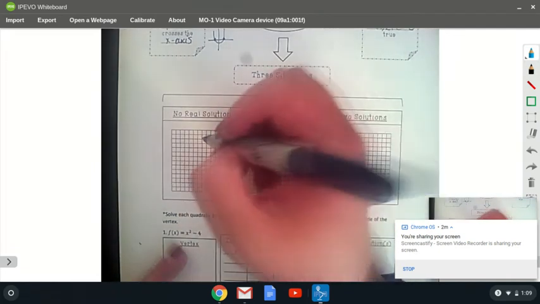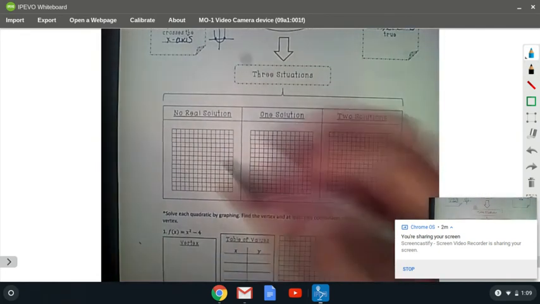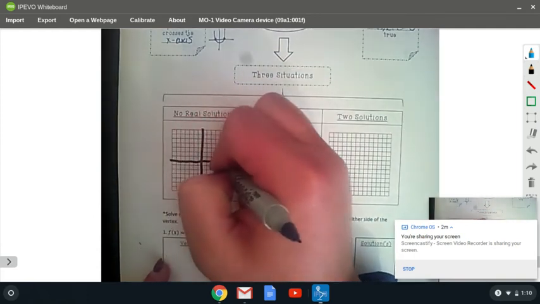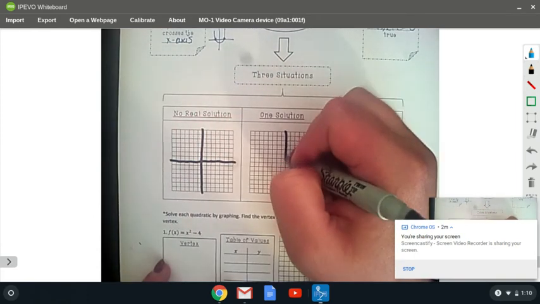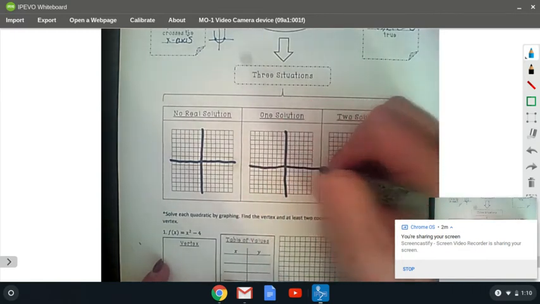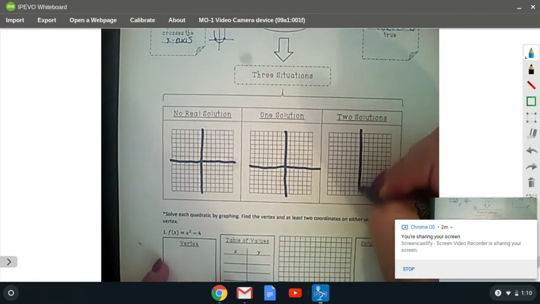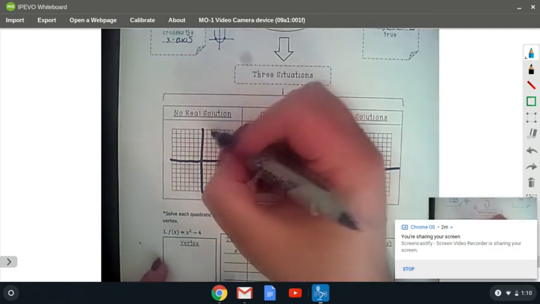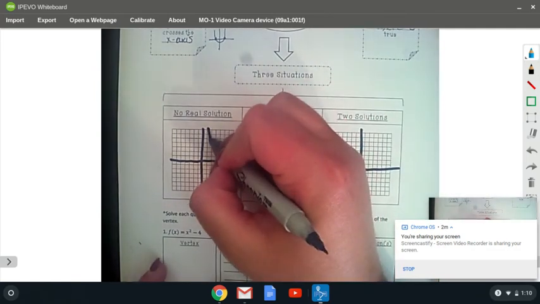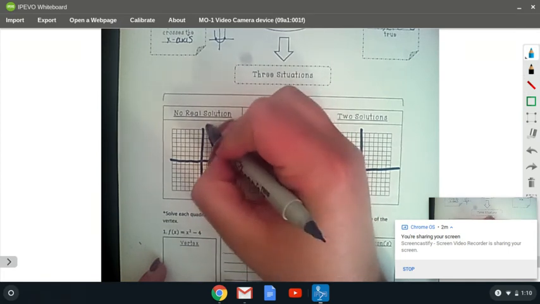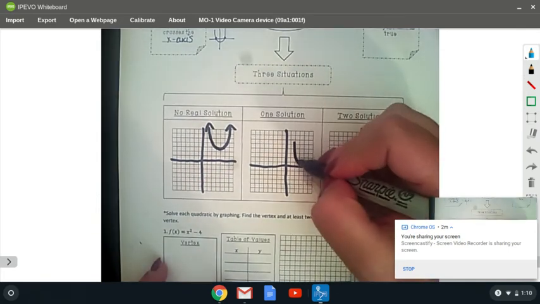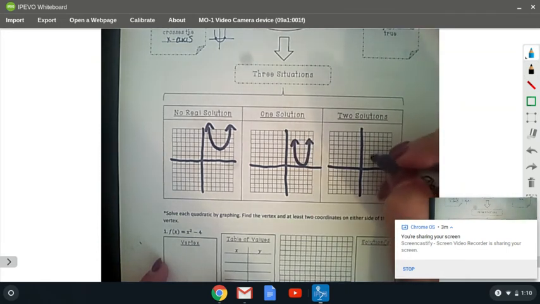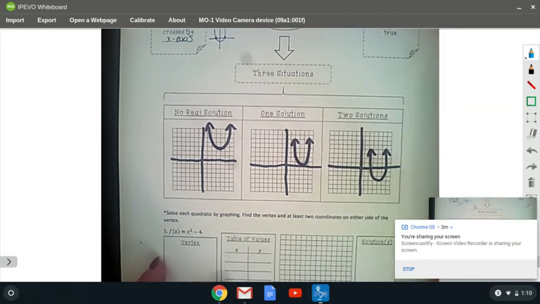Okay, so let's talk about 3 different situations that can arise. Before I even do this, I'm just going to draw my coordinate plane in. The first type of situation that could arise is where there's no real solution. That could look something like this. One solution could look something like that. And 2 solutions could look like this.